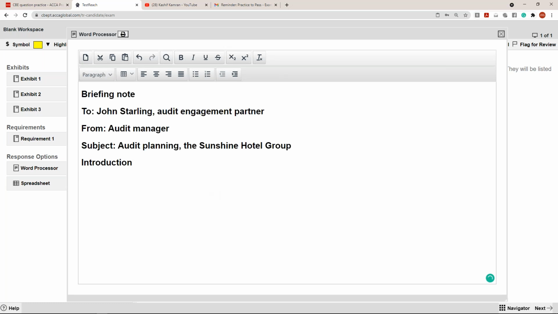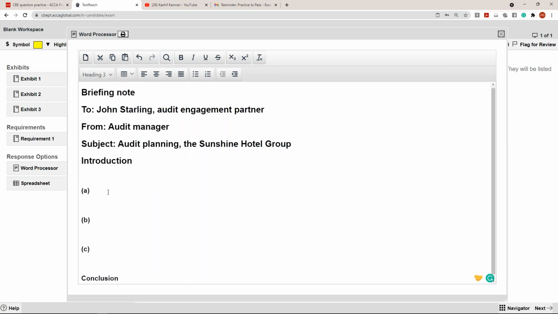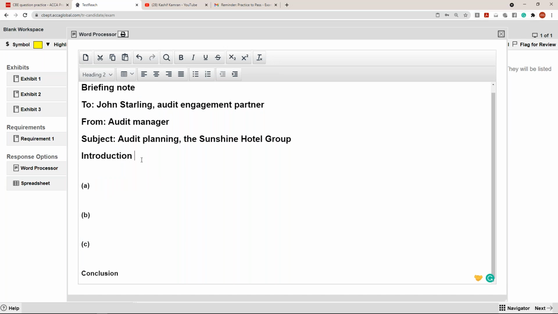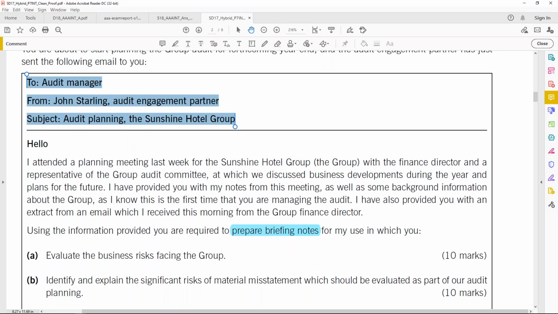After the introduction, how many parts do we have to do in the briefing note? A, B, and C. And then we need to write a conclusion. So is it easy to set up a briefing note quickly in the exam paper, everyone? Right? So you can easily set up a briefing note very, very quickly. And then you write the introduction. Now let's see what we have in store in the introduction quickly. I guided you about writing the introduction yesterday, everyone. So I'm just skipping the introduction because I need to solve the business risk, right?